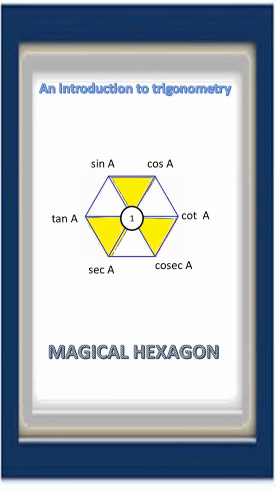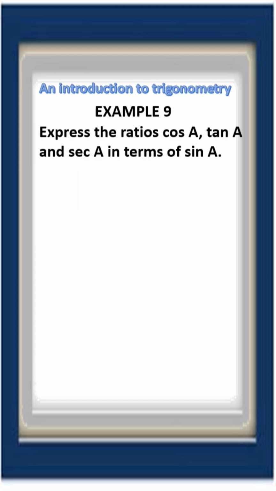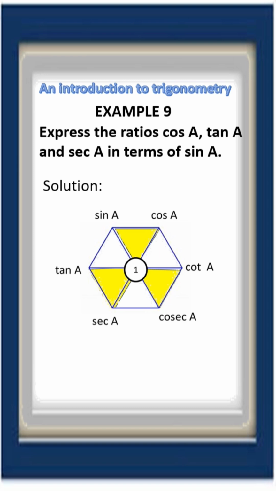In this video, let us use a magical hexagon in solving trigonometric problems. Now let us solve example 9 of the chapter trigonometry. Express ratios cos A, tan A and secant A in terms of sin A. Now let us have the magical hexagon with the 6 trigonometric ratios. Now we have to express cos A in terms of sin A. Where is cos A? This one is cos A, this one is sin A.